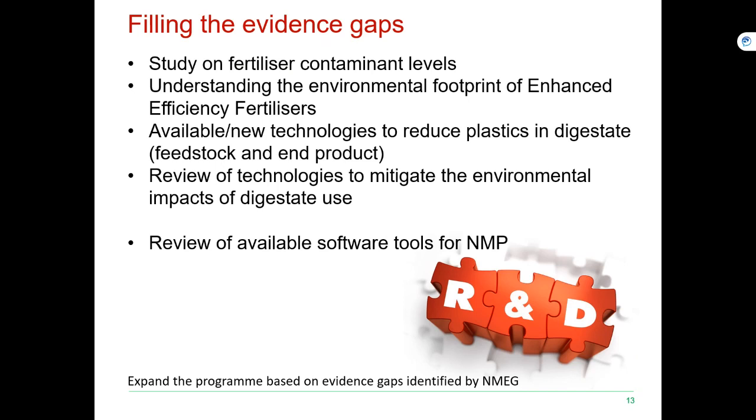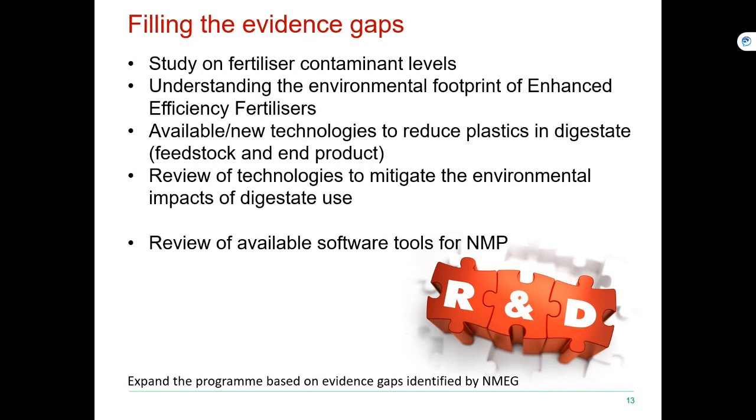So we've already commissioned a programme of research. We've got a study ongoing that looks at fertiliser contaminant levels broadly across all fertiliser product types. We have a programme of work understanding the environmental footprint of enhanced efficiency fertilisers. So these are some of the new products that will be brought into scope by the FPR and include things like inhibitors, biostimulants and slow release fertilisers.